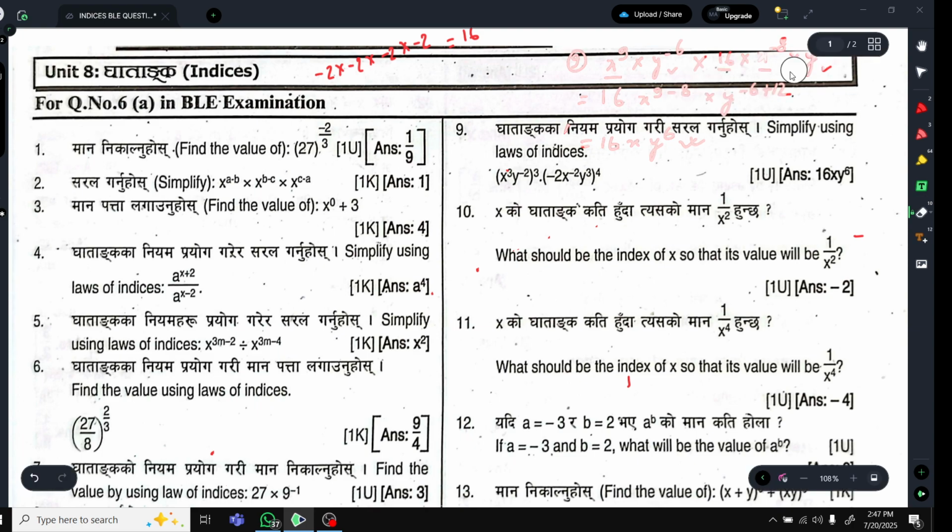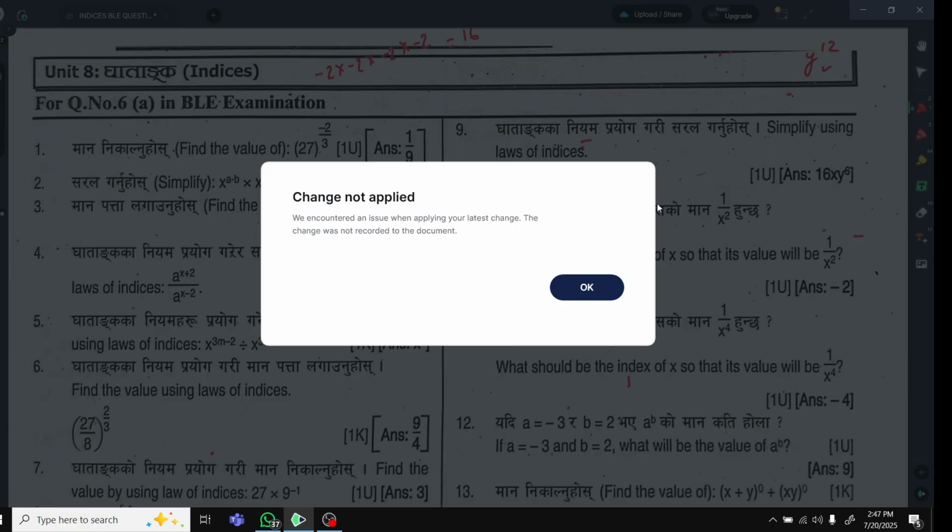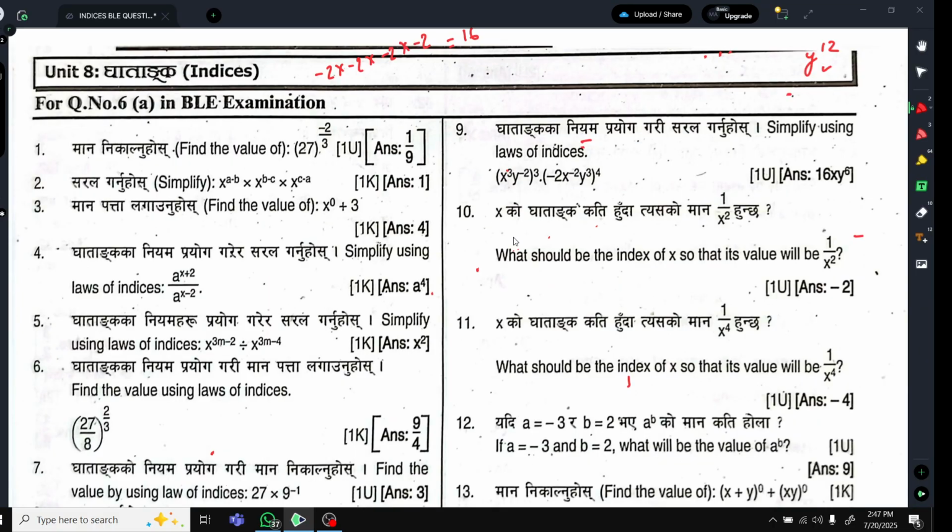Question number 10: what should be the index of x so that the value will be 1 by x power 2? Index means power. What should be the index of x? X should have what power so that the value will be 1 by x power 2?